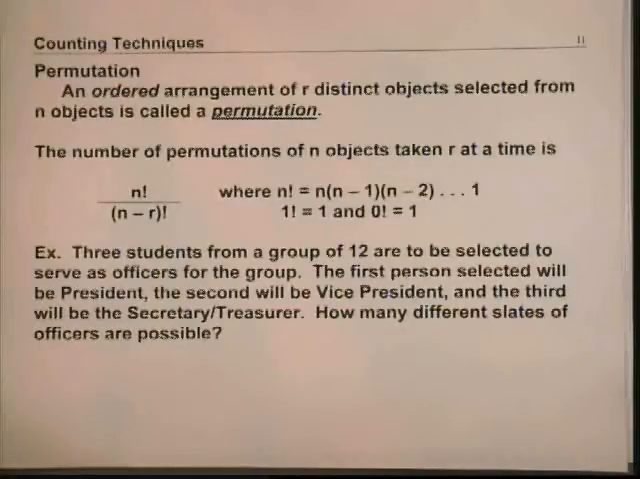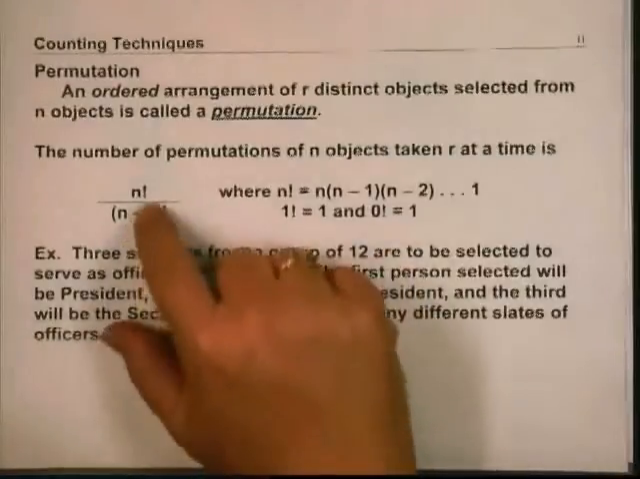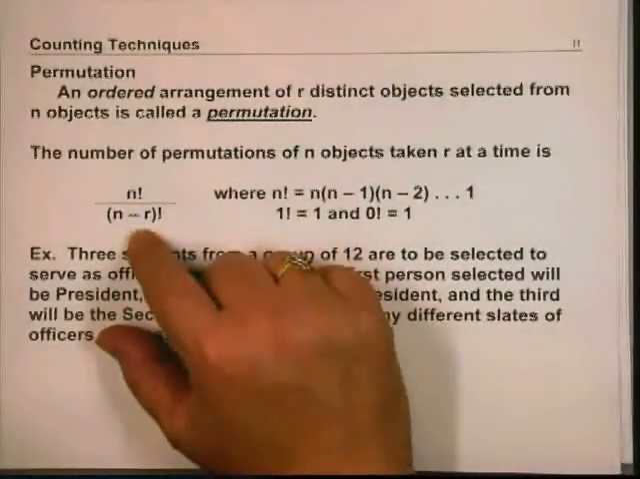We can also use a counting technique, which is a specific case of the multiplication rule, where you have an ordered arrangement of r distinct objects selected from n objects. This is called a permutation. There are different notations for permutation. Again, there's no one uniform notation. So the number of permutations of n objects taken r at a time is given by this expression, n factorial over the quantity n minus r factorial.